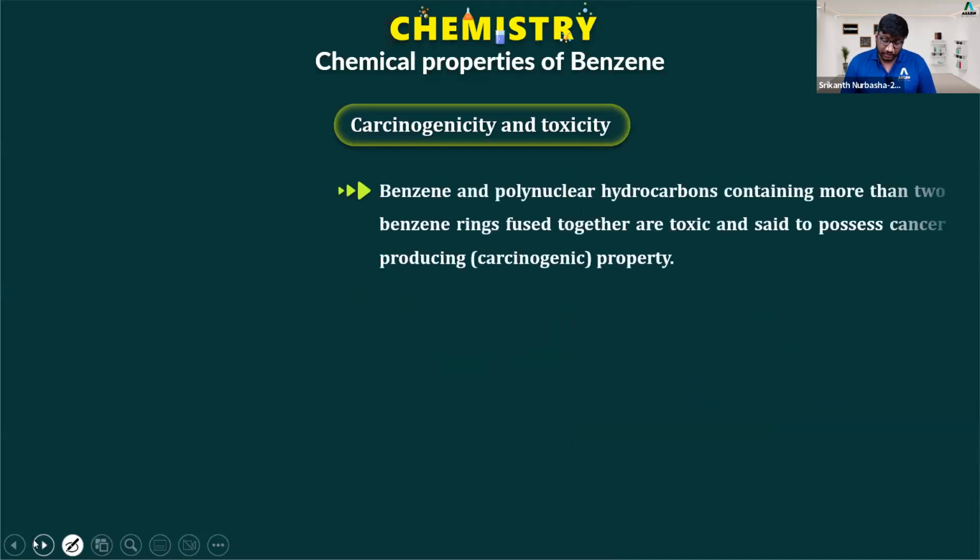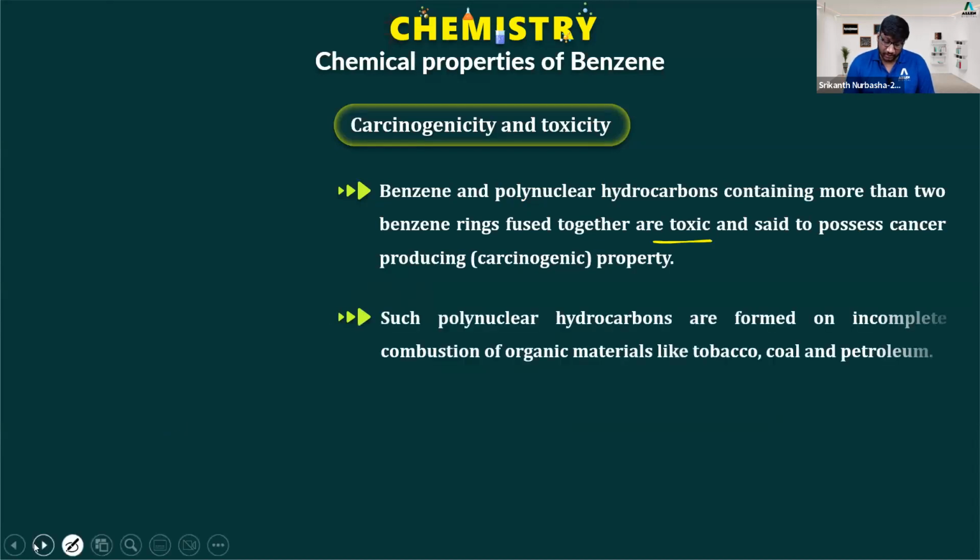Carcinogenicity and toxicity. Benzene and polynuclear hydrocarbons containing more than two benzene rings fused together are toxic and said to possess cancer-producing or carcinogenic property. Okay, this is very dangerous. Such polynuclear hydrocarbons are formed on incomplete combustion of organic materials like tobacco, coal, and petroleum.